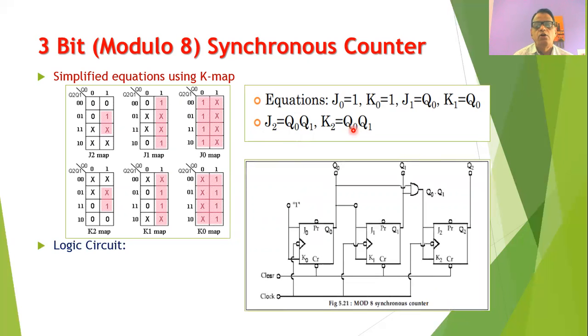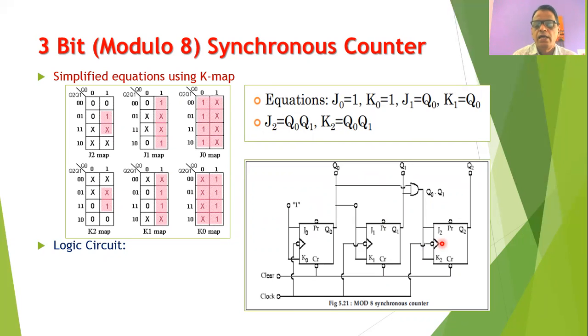Now we can draw the logic circuit by making the use of these equations. So this is our first flip-flop having inputs J0, K0, and both the inputs are connected to 1 as per these equations. J1, K1 are connected to Q0, and J2, K2 are connected to the output of the AND gate, and the output of the AND gate will be Q0 into Q1. And also observe that the clear terminals of all the flip-flops are made common, and the clock terminals of all the flip-flops are also made common. And the preset is being kept at logic 1.